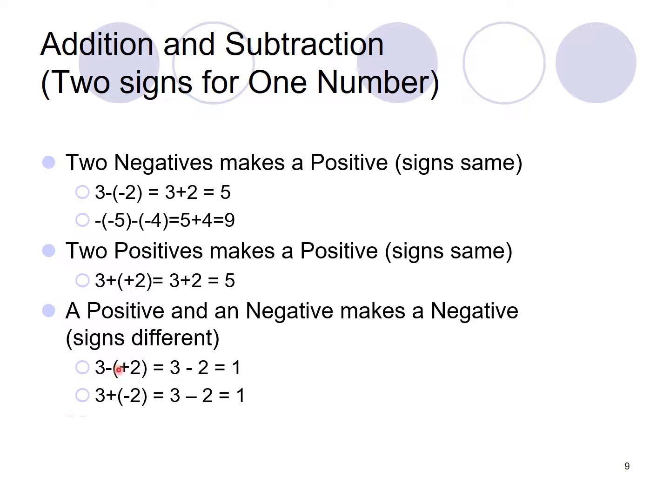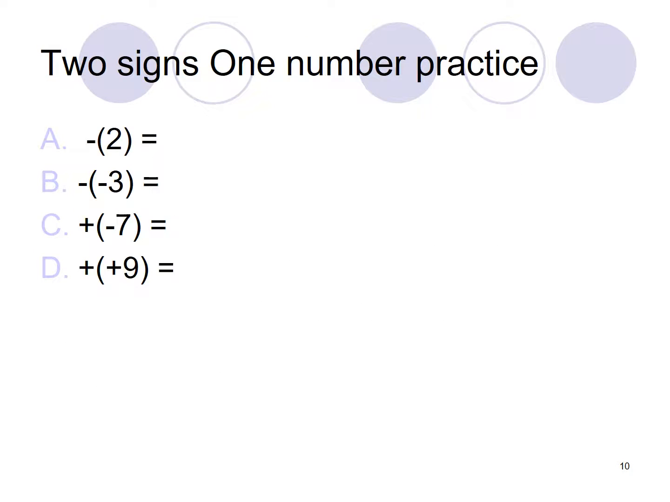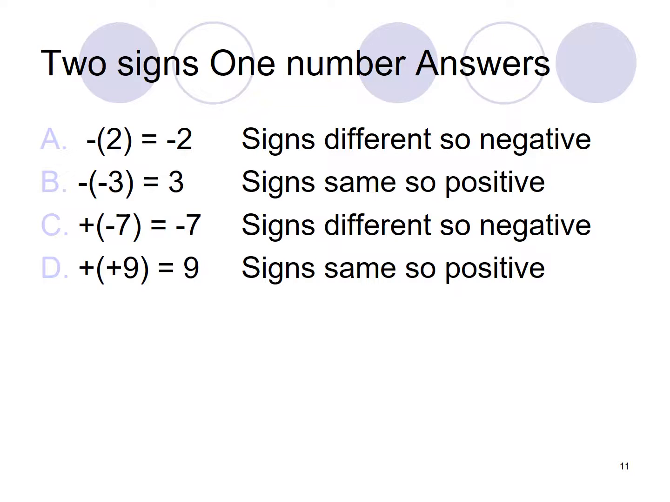Now, if the signs are different, then you get a negative. So in this case, we've got negative outside the bracket and positive inside the bracket. That's the same as negative 2. So positive 3, negative 2 equals 1, positive 1. And likewise, even if it's reversed, the positive on the outside and the negative on the inside, the signs are different, so you end up with negative 2, which gives us 3 minus 2 equals 1. You can just work out your answers here, and here are the answers.